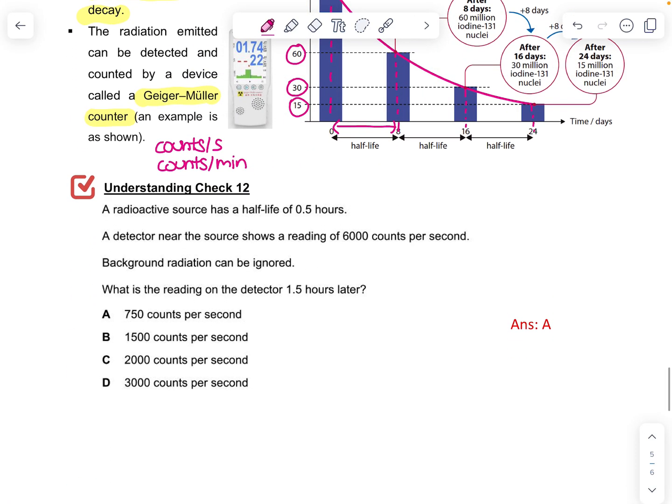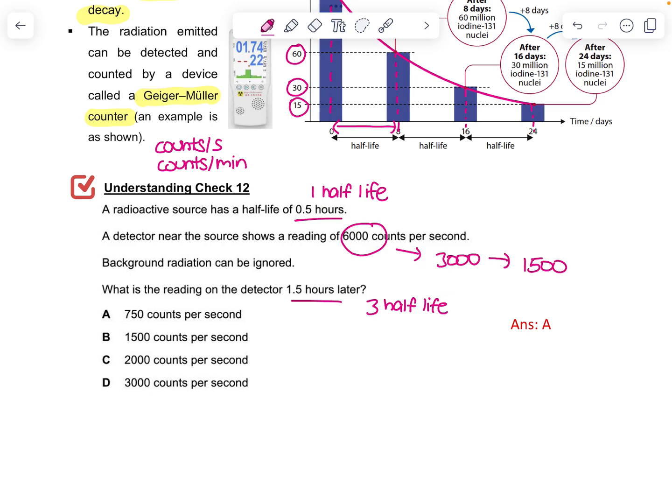Okay, let's look at one quick example. A radioactive source has a half-life of 0.5 hours. It has an initial reading of 6,000 counts. What was the reading after 1.5 hours? One half-life is 0.5 hours, so 1.5 hours is 3 half-lives. So 6,000 will become 3,000, then 1,500, and then 750. So answer A.